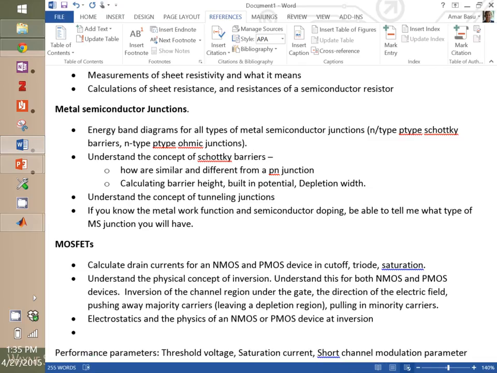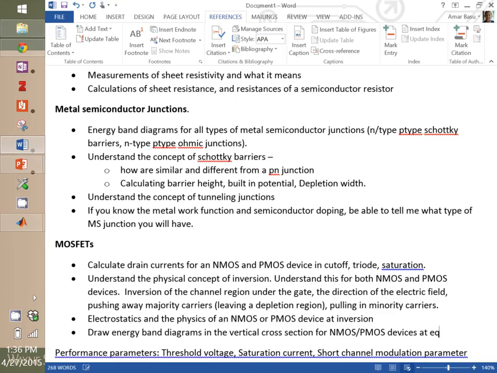Next concept, being able to draw the energy band diagrams in the vertical cross-section for NMOS and PMOS devices at equilibrium, no voltage applied.